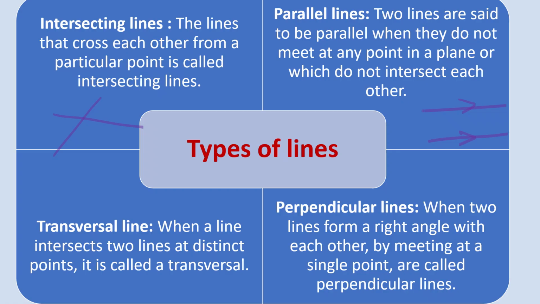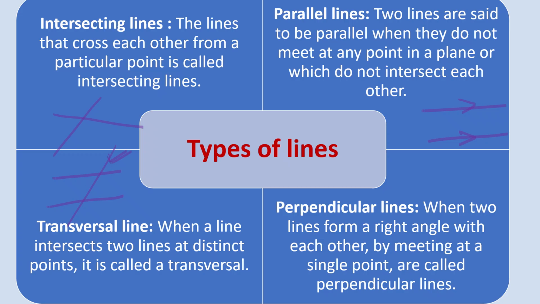If they are intersecting, then they will be known as intersecting lines. But parallel lines should not intersect each other and they should go in the same direction. They do not meet at any point in a plane. Now next we have a transversal line. As I said in my previous slide, a transversal line is when a line intersects two lines at distinct points. Suppose I have two parallel lines and one line is crossing both the lines, this line is known as a transversal line.